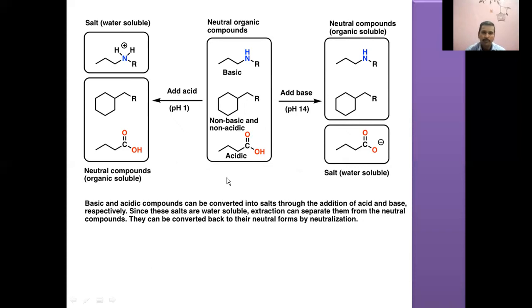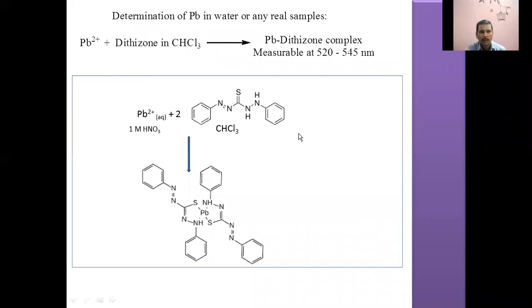So accordingly, you can build up the separation procedure in order to successfully separate the compounds from the mixture. These are certain examples showing the application of liquid-liquid extraction. I told you determination of concentration of metals in real samples will be done by utilizing the principle of solvent extraction.